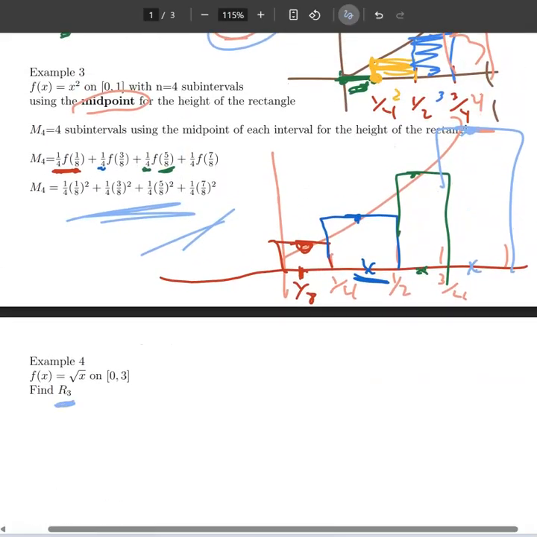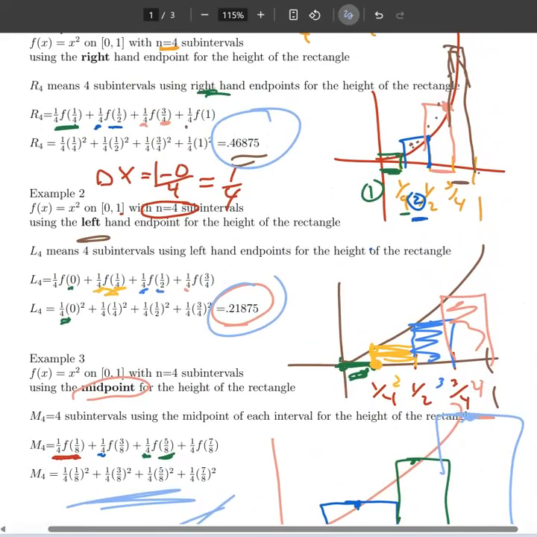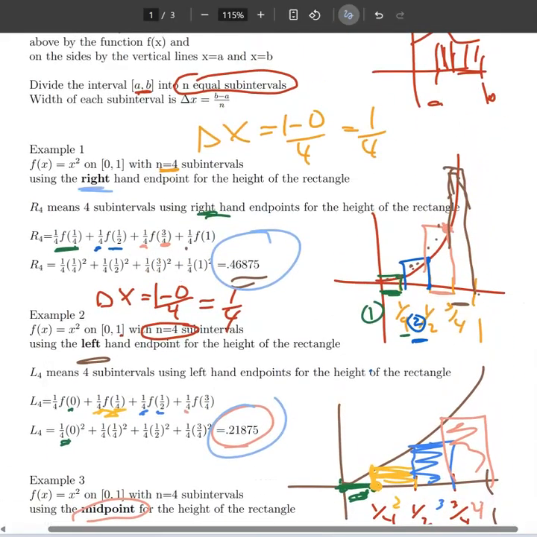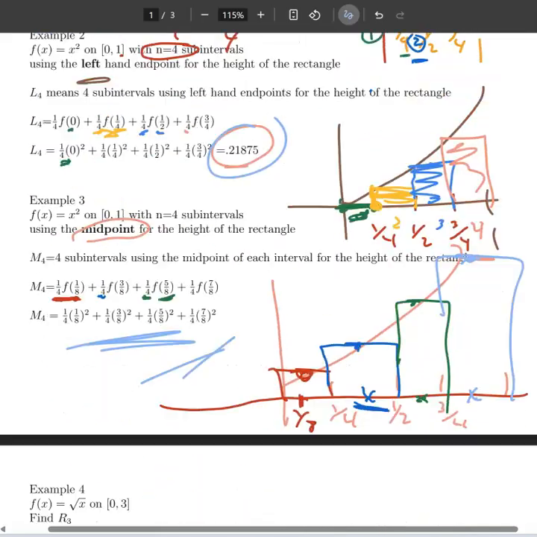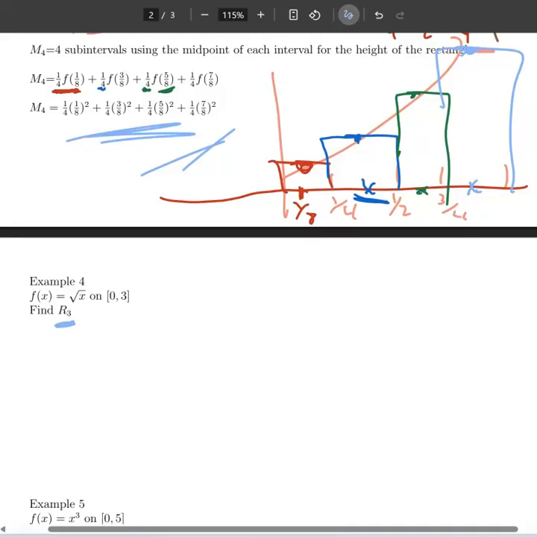So R sub 3 means right-hand endpoints, and then the sub 4 here meant 4 subintervals. So for this one, it means 3 subintervals. I just want us to practice with this.